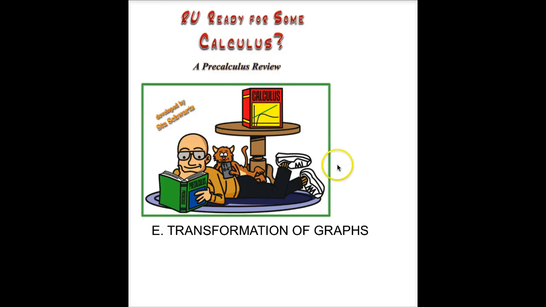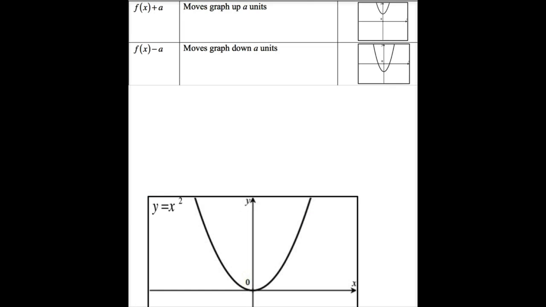Many times in calculus, the complicated functions are just transformations of other graphs. So for these examples, I'm going to use y equals x squared. Okay, this is my base function. Now suppose I want to raise it up so that the vertex is no longer at (0, 0), but at some point (0, a). So if I want to move it up, then the function becomes f of x, which in this case is x squared, plus my a units. Well, if I want to move it down, I'm going to subtract off those a units. So this is negative a, y equals x squared minus a.